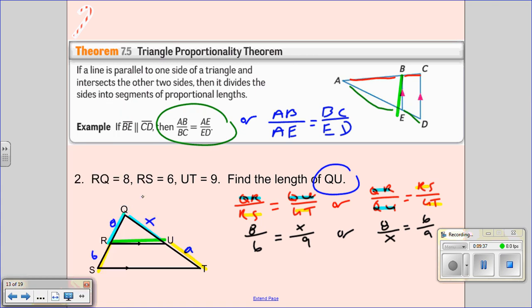So now we cross multiply. You will have 6x is equal to 72. Divide by 6. And x is equal to 12. In other words, QU is equal to 12.